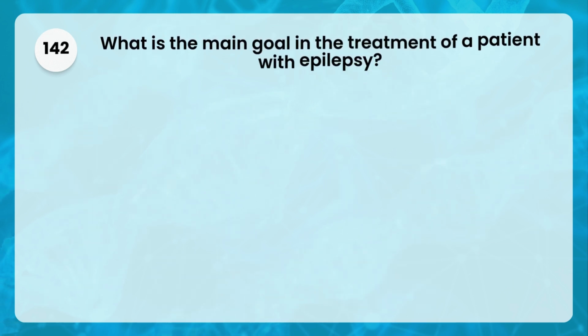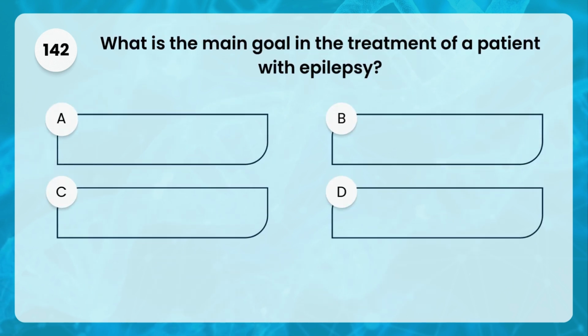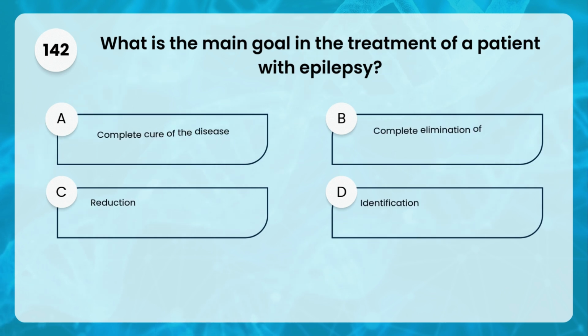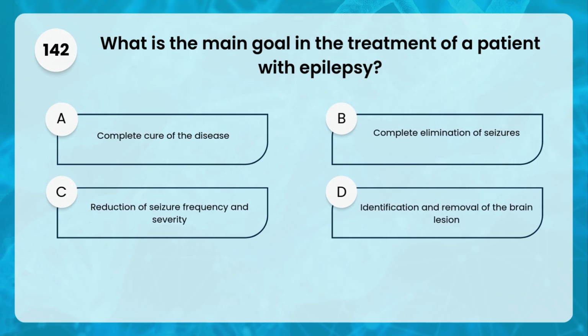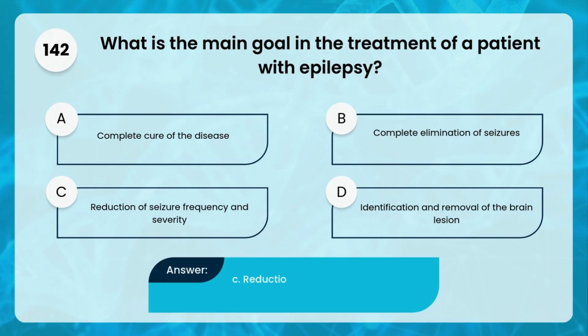142. What is the main goal in the treatment of a patient with epilepsy? A. Complete cure of the disease, B. Complete elimination of seizures, C. Reduction of seizure frequency and severity, D. Identification and removal of the brain lesion. The answer is C. Reduction of seizure frequency and severity.